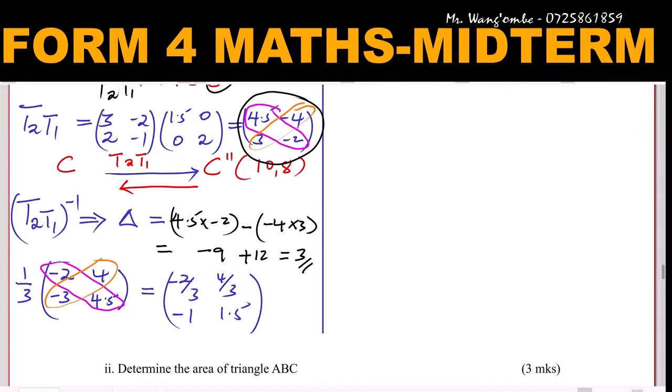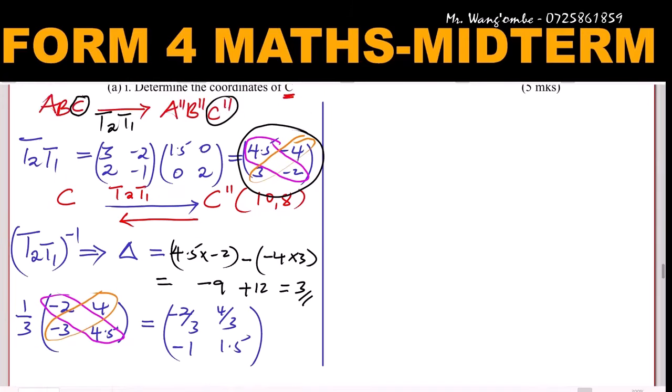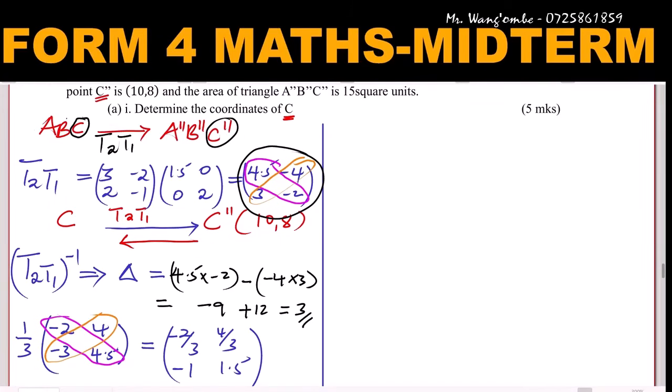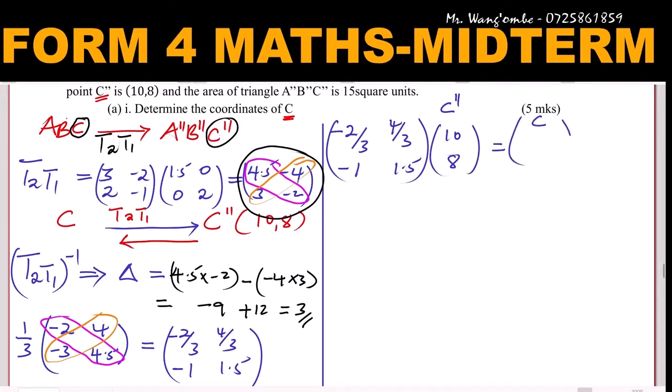Now when you multiply, we pre-multiply this one with the coordinates of C double prime to take us back to C. So that is what you're going to do. So we'll take negative 2/3, negative 1, 4/3, 1.5. We multiply that one with this, which is 10, 8. We should get C, the object. So you multiply that very fast, and when you multiply that, ensure that you remember how to multiply these.